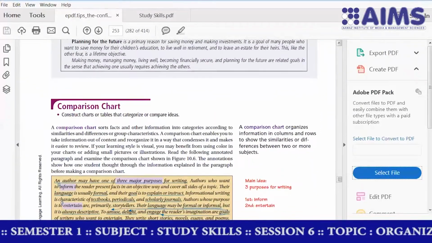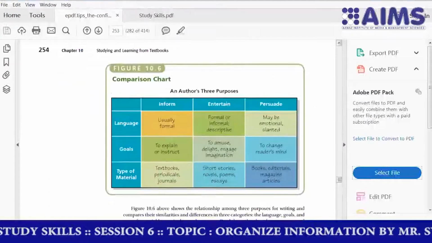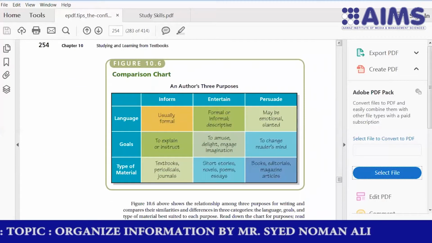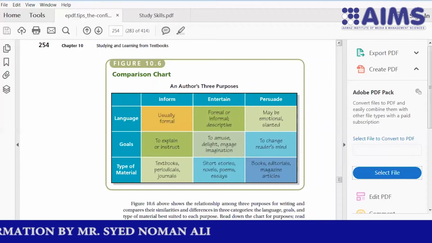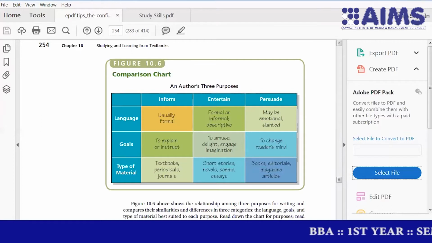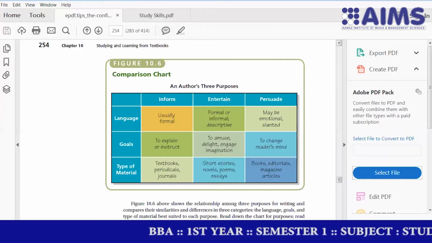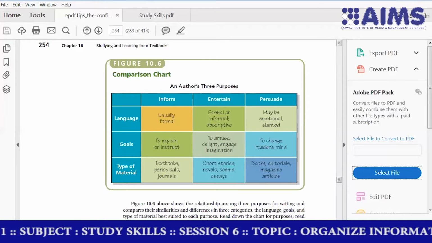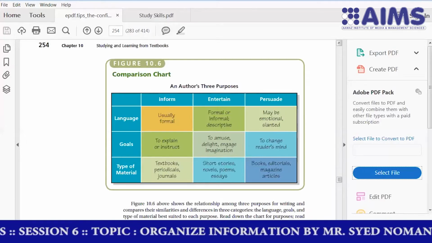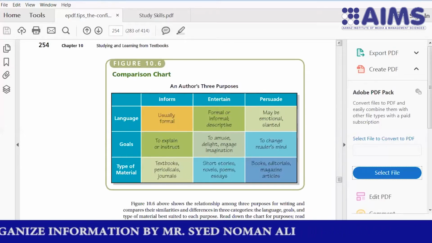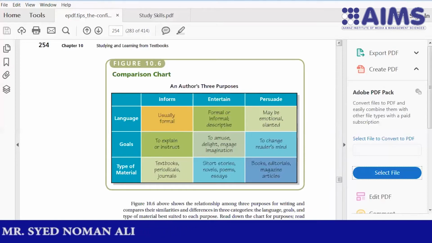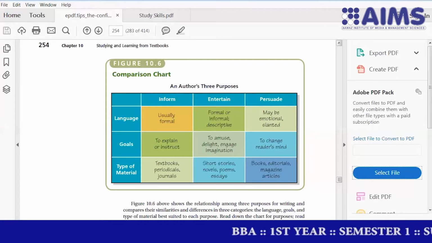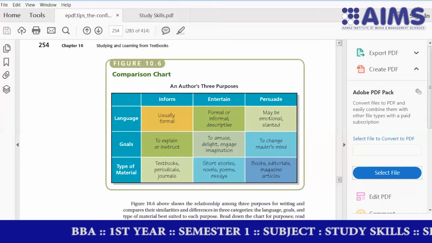Okay, a comparison chart is very important, where you compare in that manner. If you want to compare one book to another, you will draw a chart. Check the language: informal, usual, formal, entertaining, descriptive, persuading, maybe emotional or slanted. Goal: you will check whether the author aims to instruct or explain, or to amuse, to delight, to engage the imagination. Pursuit: to change readers' minds, to influence others.